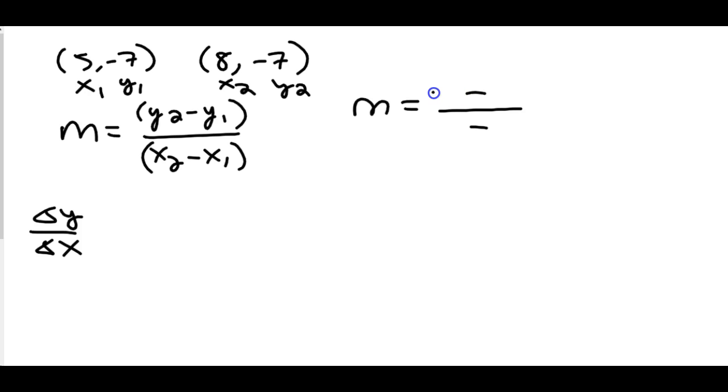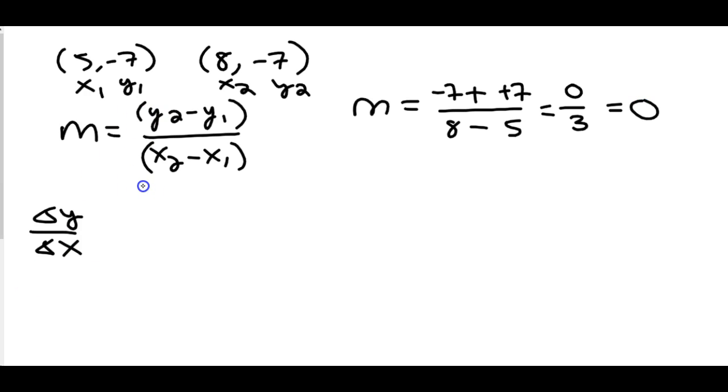So now you just substitute in your values. Negative 7, and negative 7. Put in for your x2, 8, and your x1, 5. It's kind of like the last problem we did, because these two right here just become 0, and this is 3, but it doesn't matter what the bottom becomes, because the top is 0, the whole thing is going to go to 0. So your slope there is 0, it's a horizontal line.